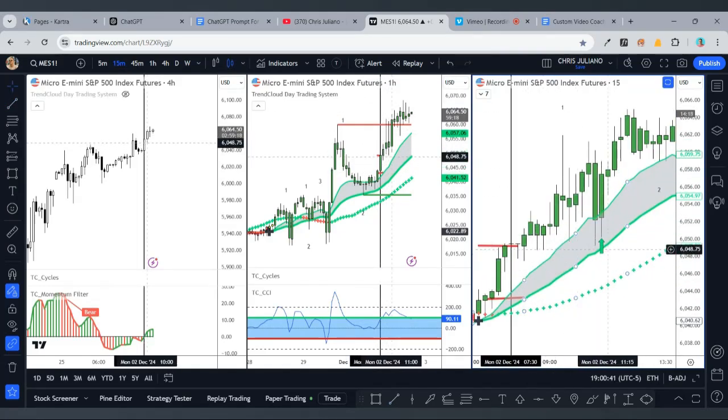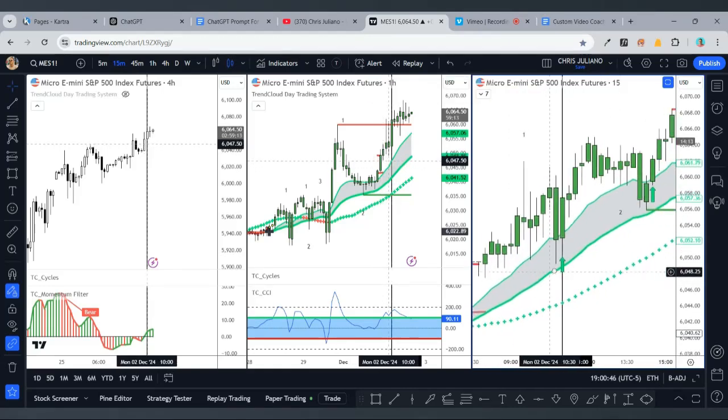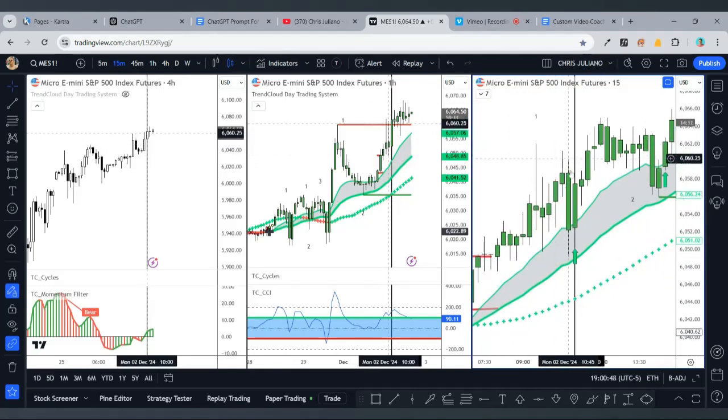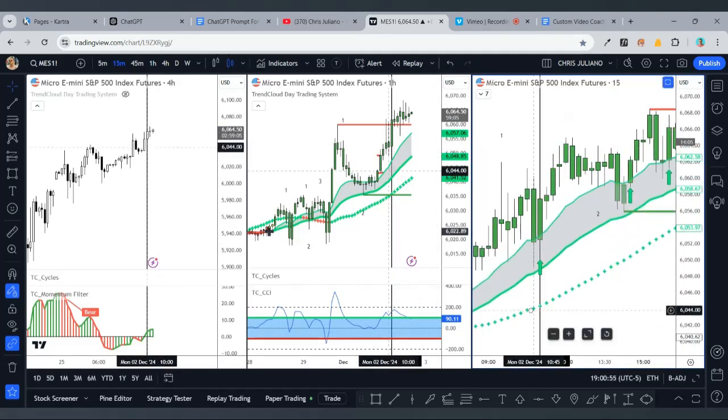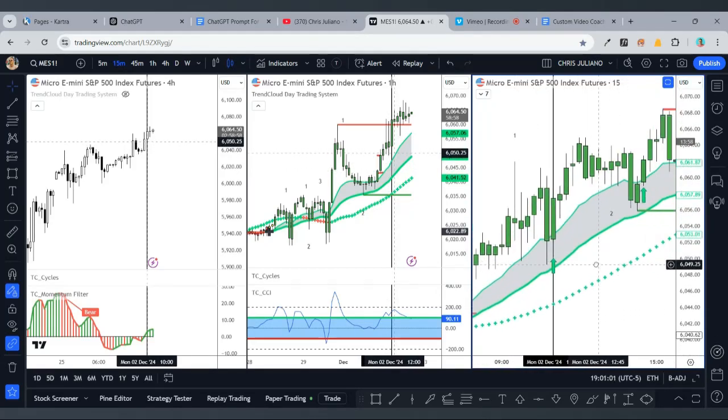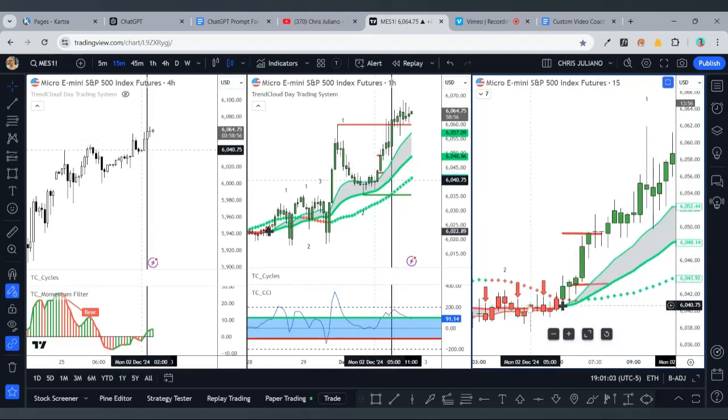Now, right here, we get the TrendCloud signal. Can we take it? Yeah, we sure can. One tick above that candle, one tick below that candle, and it's off to the races. All right? So that's how you would take the entry. You know how to take an entry using supply and demand zones, right? You know how to do this, right?